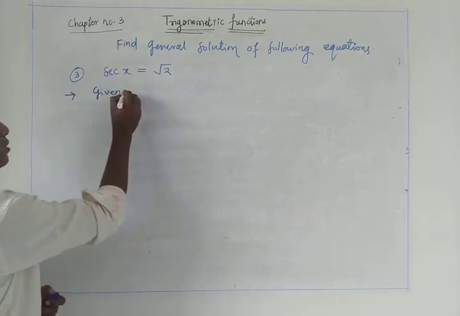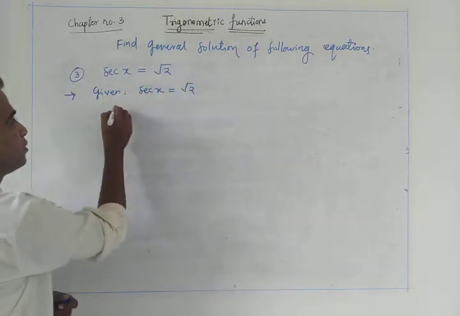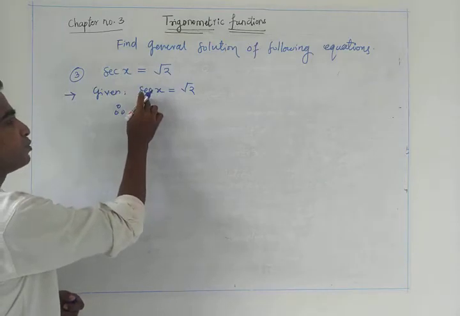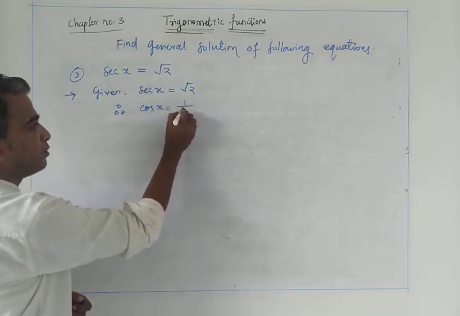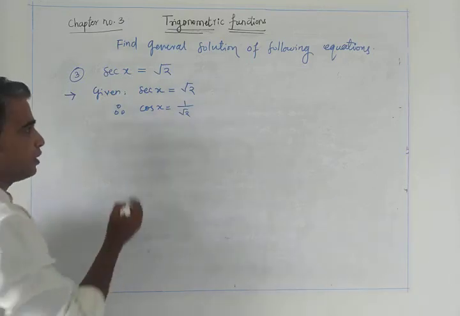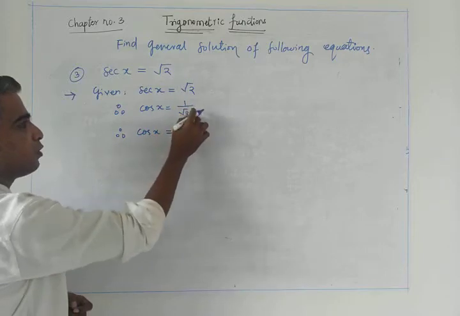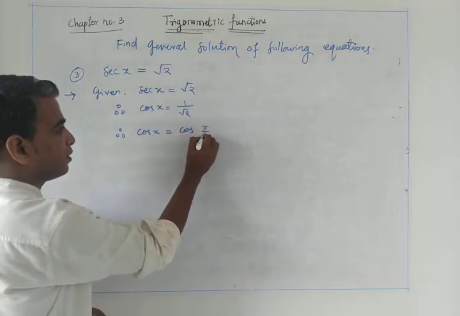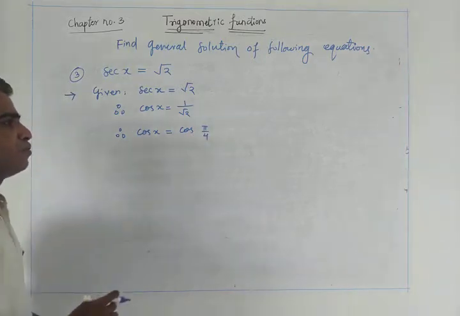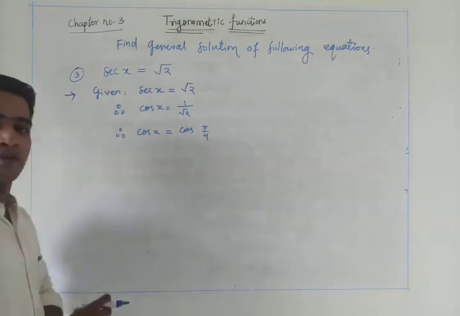Given sec x is equal to root 2. Therefore, sec means 1 upon cos. So cos x is equal to 1 by root 2. Now 1 by root 2 means what? Cos pi by 4, 45 degree. Cos 45 is 1 by root 2. So we got that cos x is equal to cos pi by 4.